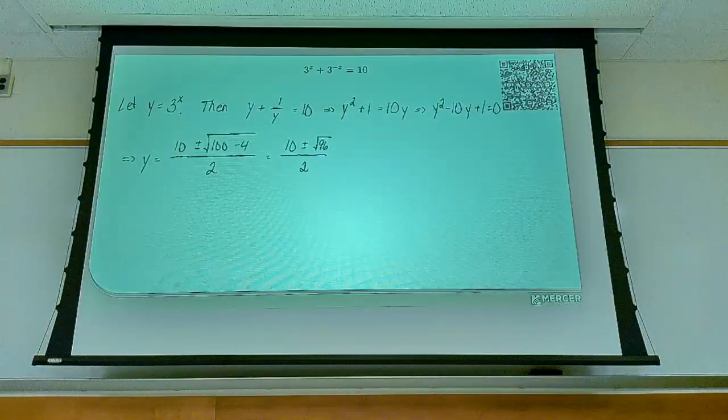I think 96 is 4 times 29. So no, it's not 4 times 29. 4 times 24. Oh, and then 24 is 4 times 6. 4 squared. So it'd be 4 squared times 6. Square root of 6. Or no, square root of 6?